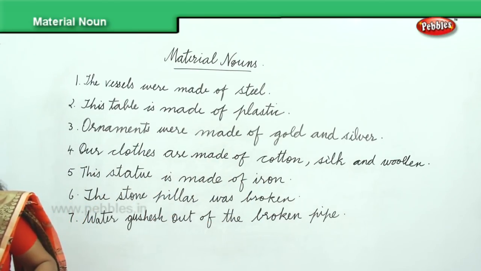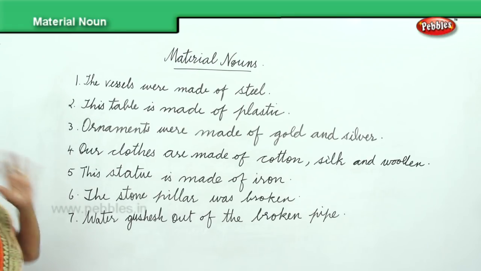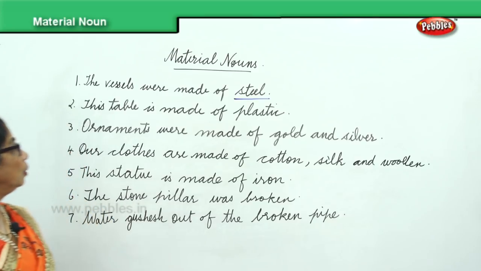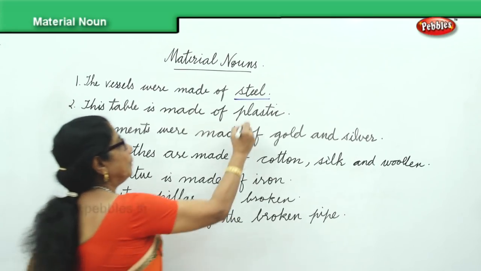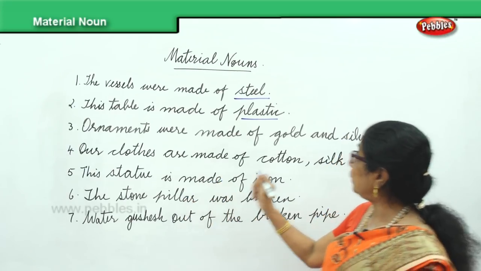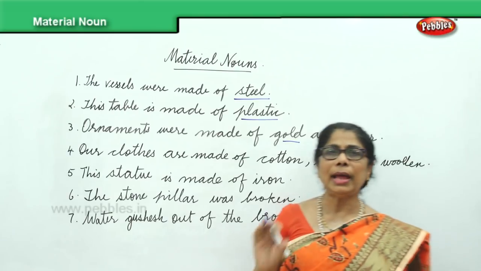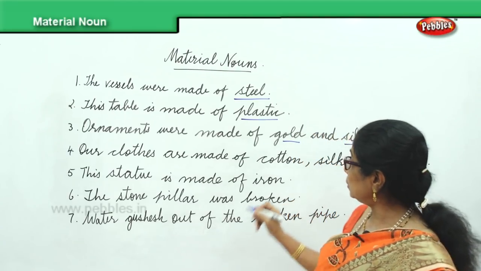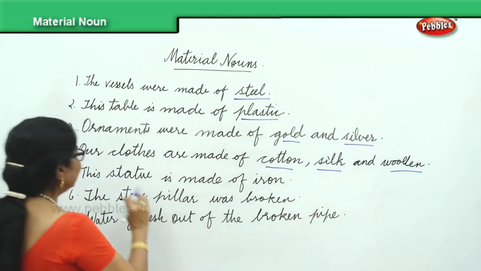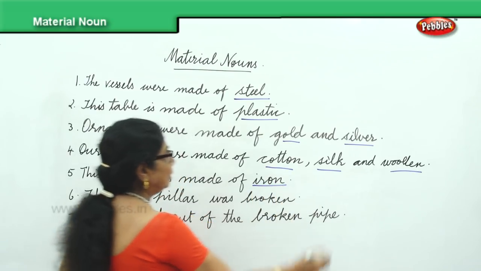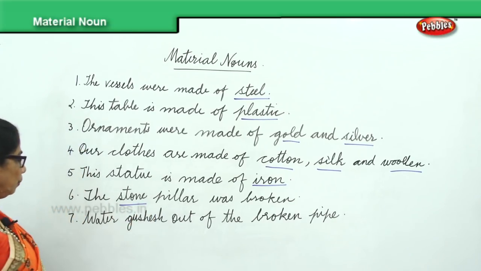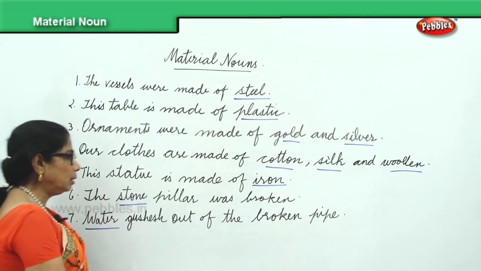Okay, now let's look at all the sentences here. We're going to identify the material noun. The vessels were made of steel. Steel is a material noun. This table is made of plastic. Plastic is a material noun. Ornaments are made of gold, silver. Gold and silver are material nouns. Our clothes are made of cotton, silk, woolen. They are all material nouns. This statue is made of iron. Iron is a material noun. The stone pillar was broken. Stone is a material noun. Water gushed out of the broken pipe. Water is a material noun.